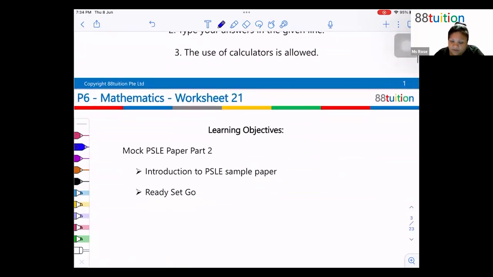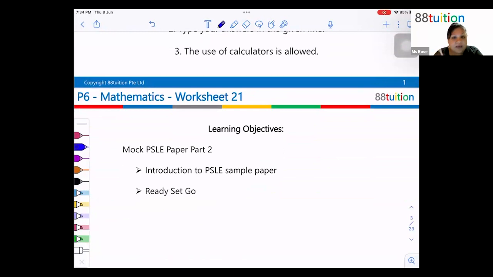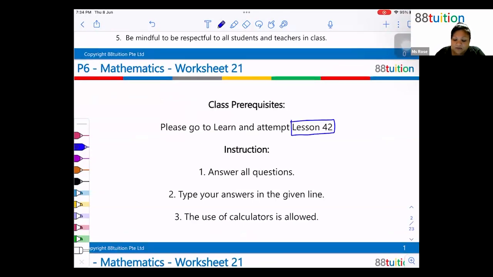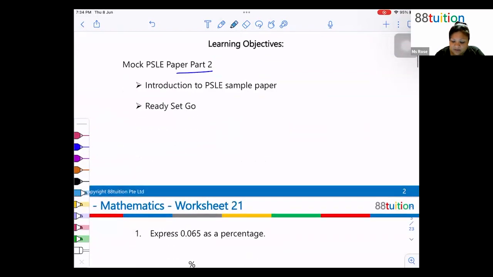Again, if you need to message me, message Miss Rose. My iPad is just for viewing because otherwise everyone else will see your message. Okay. All right, so we're going to do PSLE paper part 2. Again, it is lesson 42 that you should be looking at in order to attempt the question.